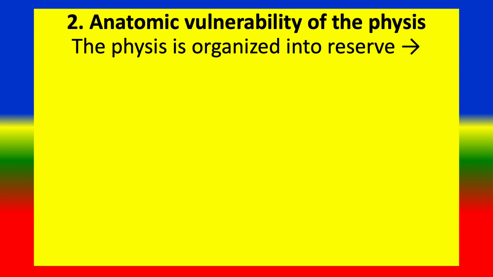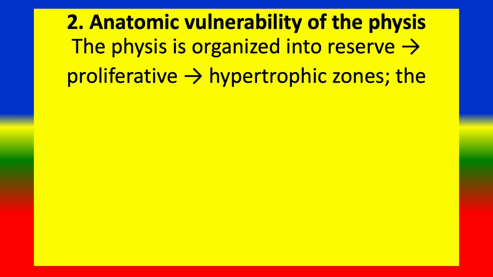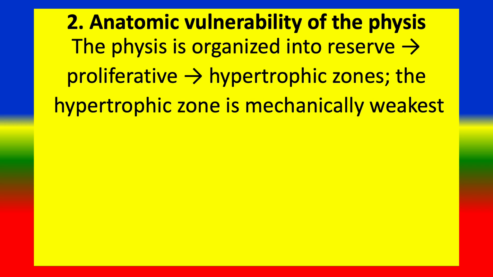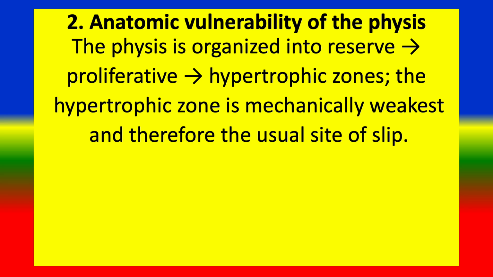2. Anatomic vulnerability of the physis. The physis is organized into reserve, proliferative, and hypertrophic zones. The hypertrophic zone is mechanically weakest and therefore the usual site of the slip.